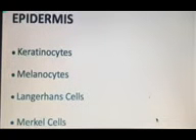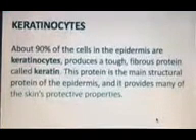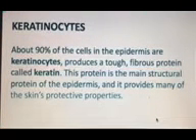So the epidermis is made up of four main cell types. We have the keratinocytes, the melanocytes, the Langerhans cells, and the Merkel cells. The keratinocytes are super important to understand. About 90% of the cells in the epidermis are keratinocytes. They produce a tough fibrous protein called keratin. This protein is the main structural protein of the epidermis, and it provides many of the skin's protective properties.